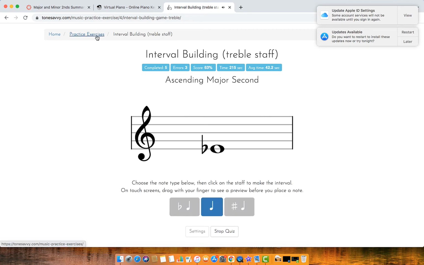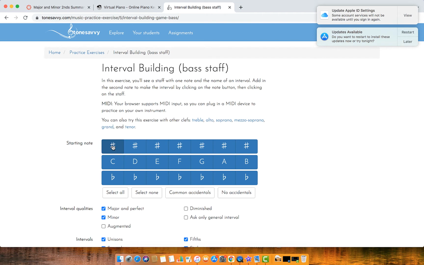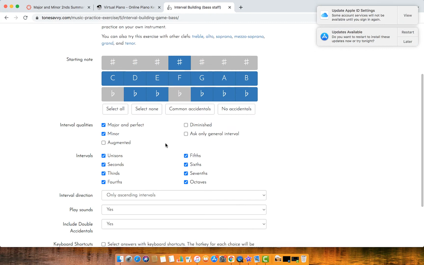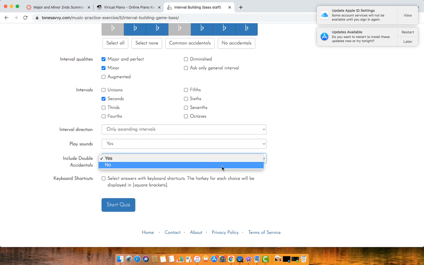Okay, let me see why I'm not getting any minors. I'll try that again. Interval building. Let's go bass. Let's do some bass clef. Fix this up a little bit. Oh, that's why. Okay.